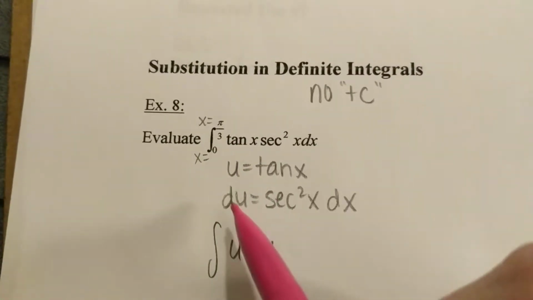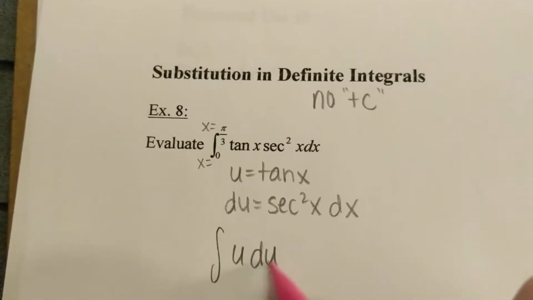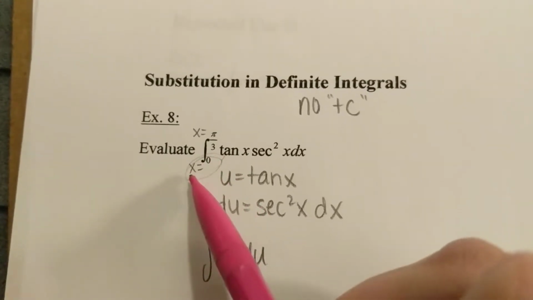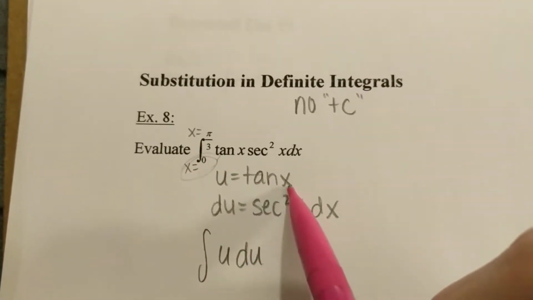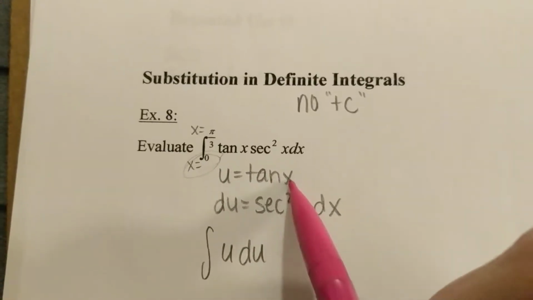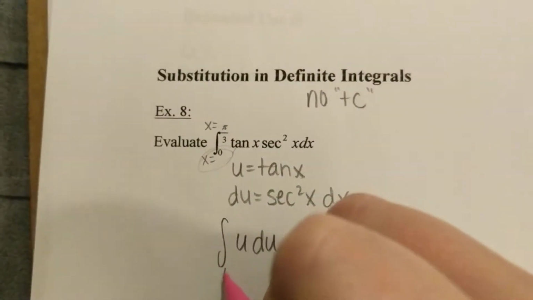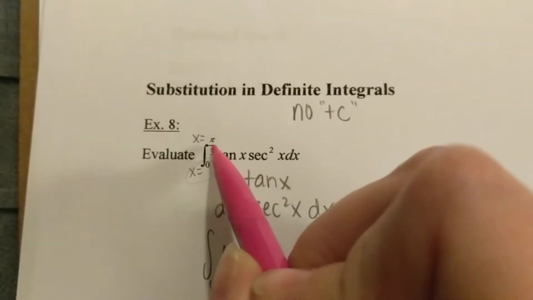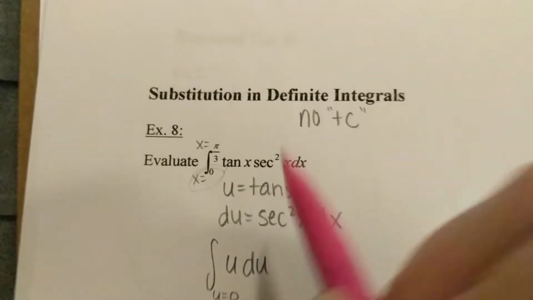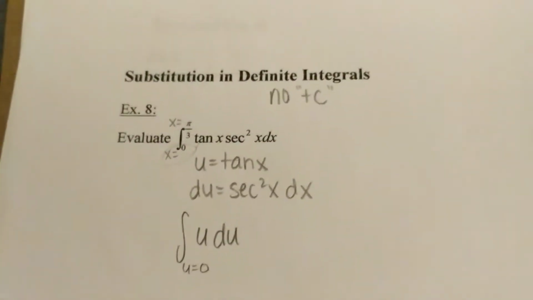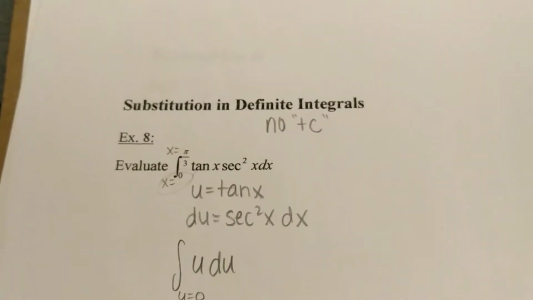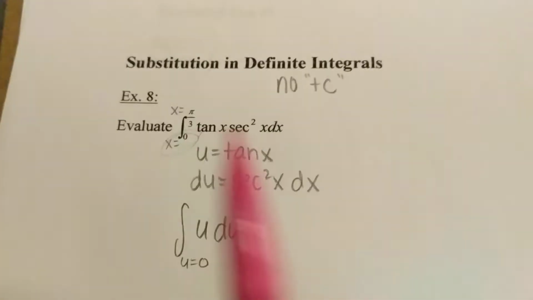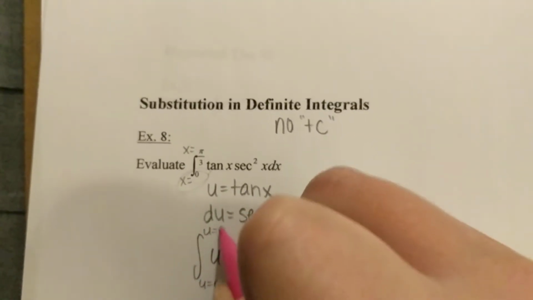Instead of putting 0 to pi thirds, that was for x's. This is a function of u. I now can plug these values in. X equals 0 would go in for u. Tangent of 0 is 0, so that new bottom value would be u equals 0. And then we have to do pi thirds. So when I do tangent of pi thirds, tangent, remember, is sine over cosine. So we get square root of 3 over 1 for this one. So we would get u equals square root of 3.